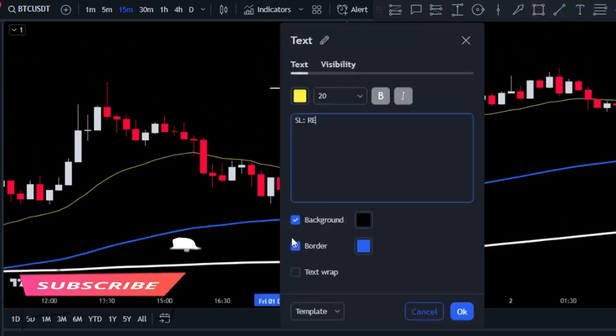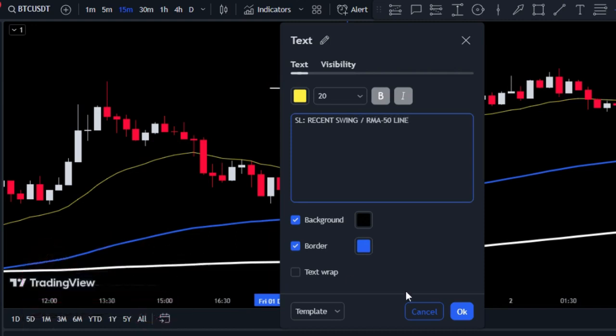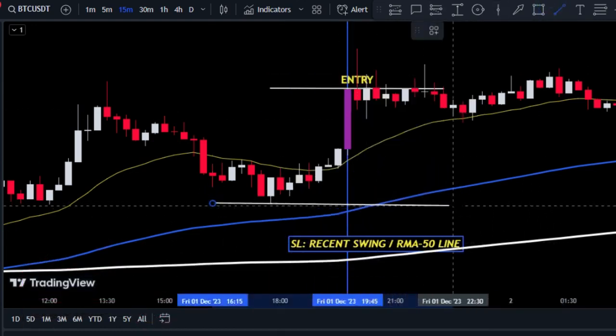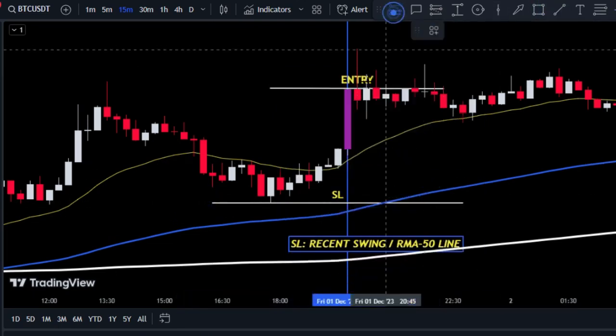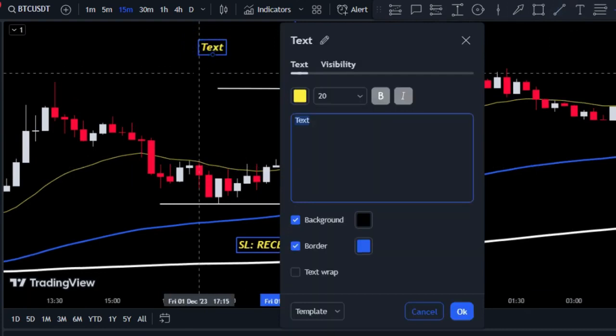And when it comes to setting a stop loss, you have 2 options. Either use the recent swing low or the RMA 50 line. Lastly, aim for a trade target with a risk-reward ratio of 1 to 1.5.